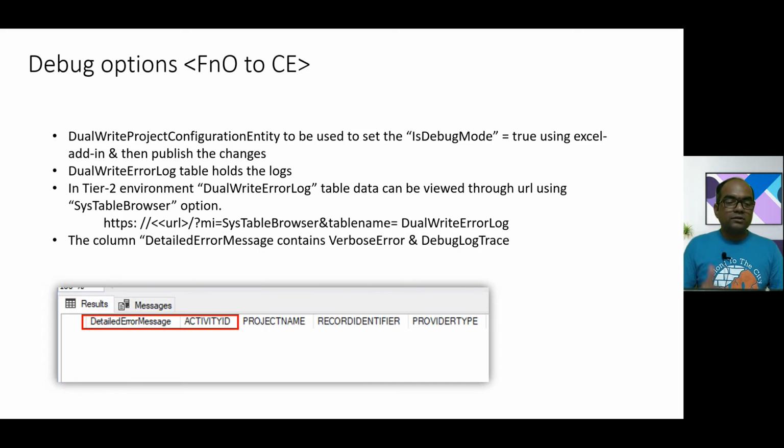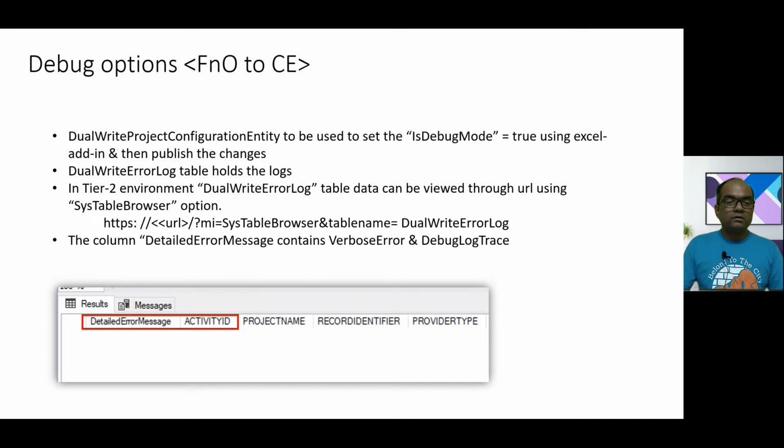So you can use the activity ID which is being recorded here in this table and utilize that activity ID for the LCS. If you have access to LCS, or maybe you request your admin to look into it, you can share this activity ID, and the admin person can look into the LCS telemetry, and then you can try to see what is the possible cause for this particular issue, right? So that is where these debugging options of dual write project configuration entity comes into picture. And this is very specific to when the data is flowing from FNO to customer engagement.